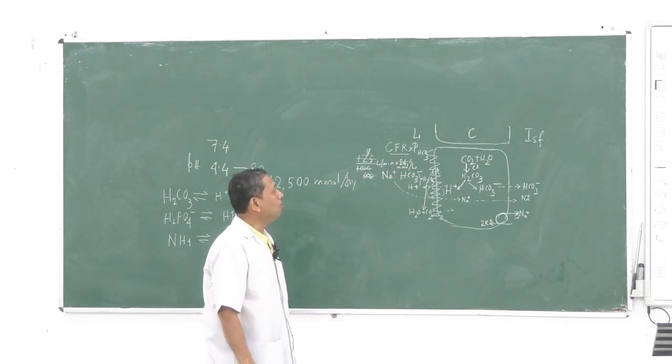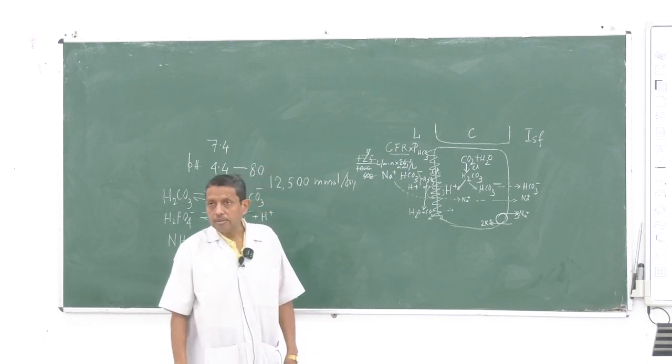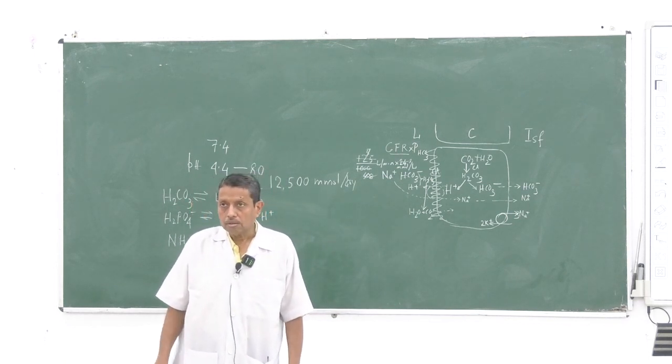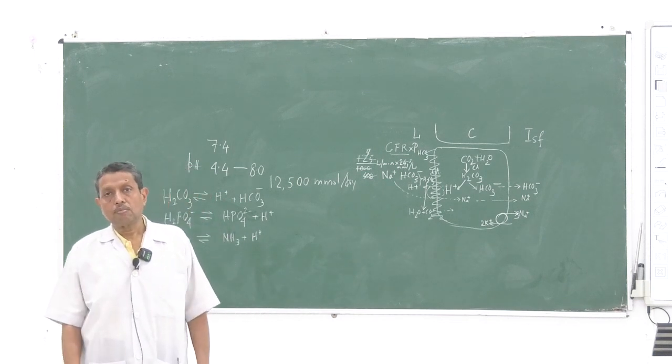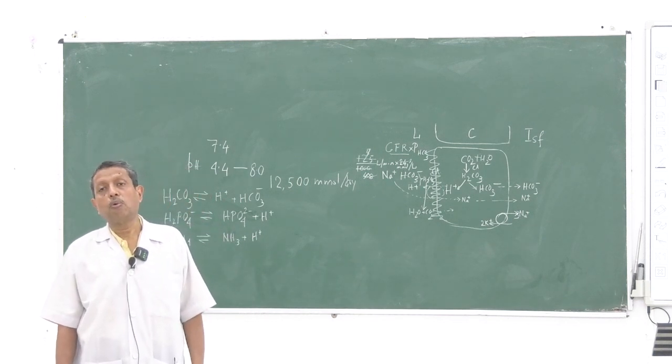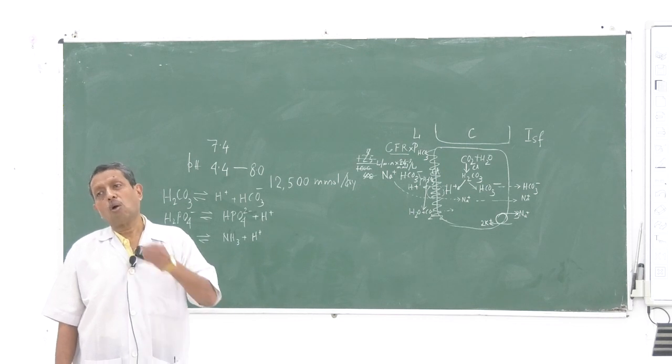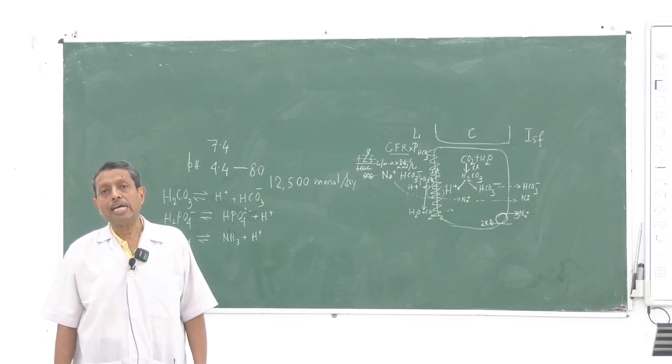Three millimole per minute appears. So per day you can calculate it. 3 into 1440, and almost all of this is reabsorbed normally.